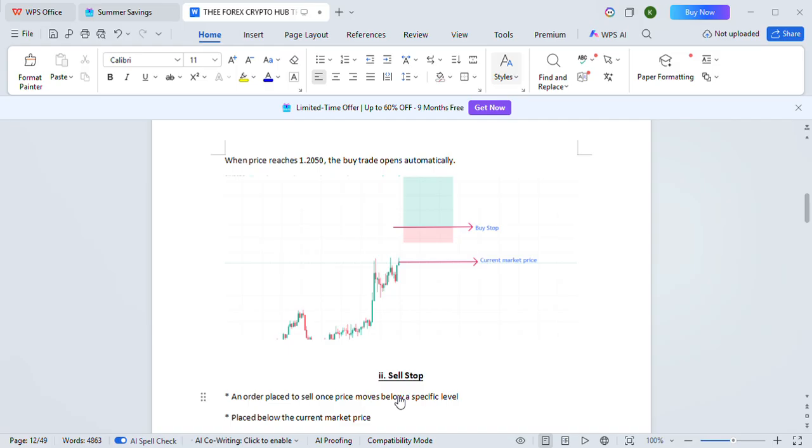Now, I've already demonstrated to you how to place what? A buy limit and a sell limit. Can you be in a position to do it? Yes. Are you in a position to do this?